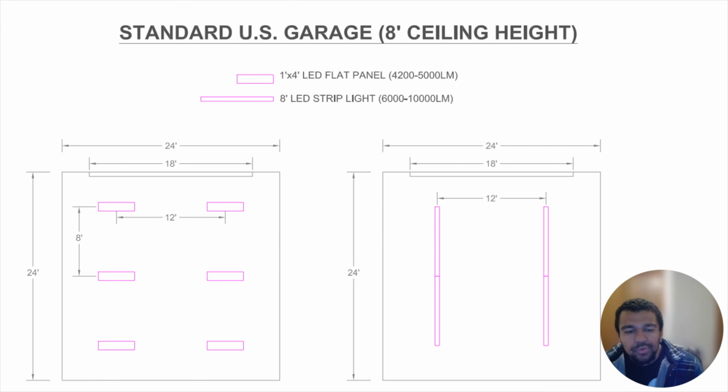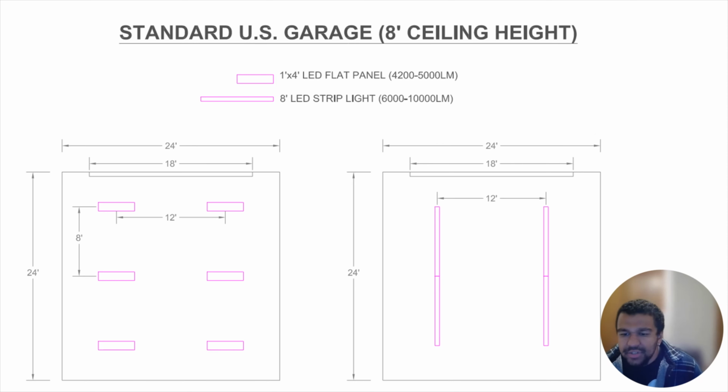All right, now moving on from a shop space to a standard U.S. garage in America. So the standard U.S. garage size for a two-car garage is about a 24 by 24 dimension with an 18-foot door and an 8-foot ceiling height. And so you're not going to put a 15,000 lumen fixture on an 8-foot ceiling, because you would get blinded real easily, and you also don't need 15,000 lumens when your fixture is only 8 feet up in the air.